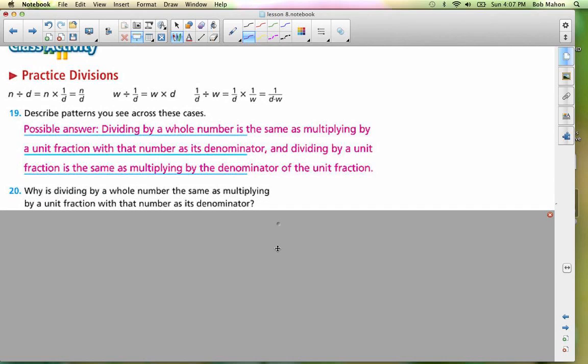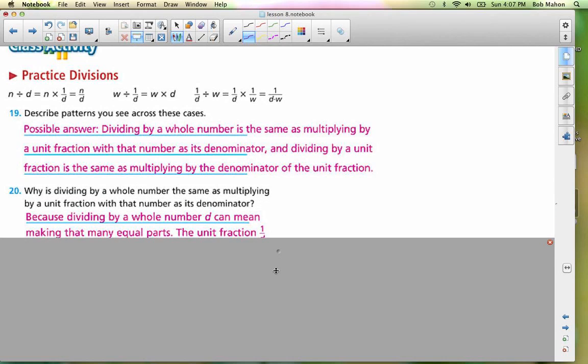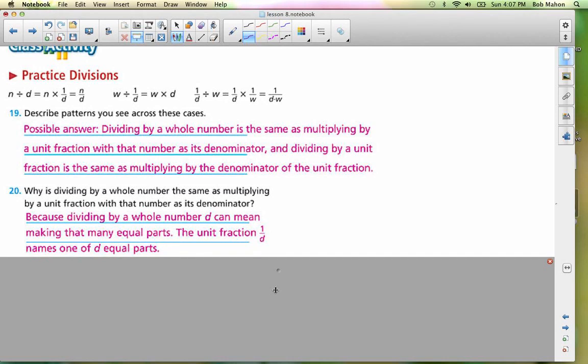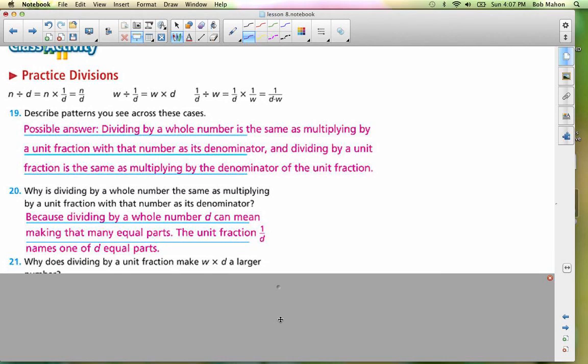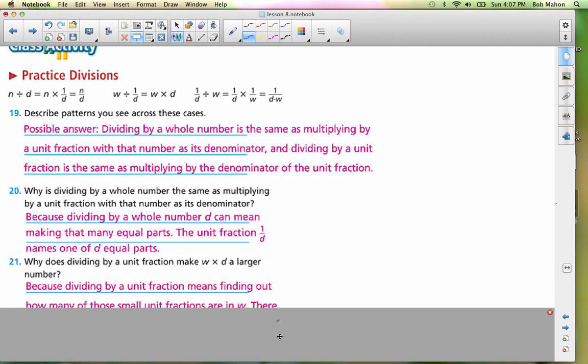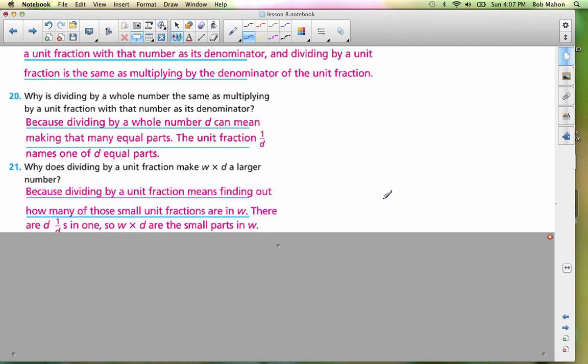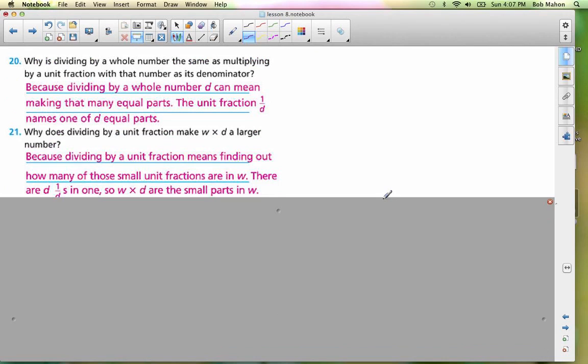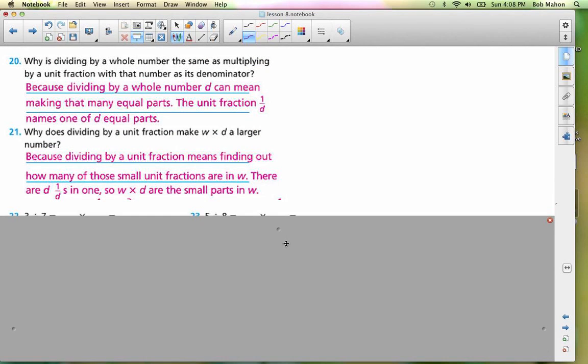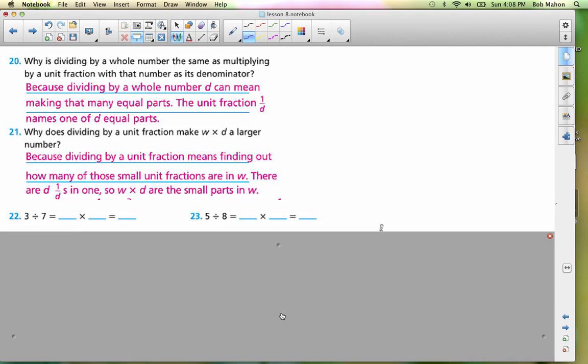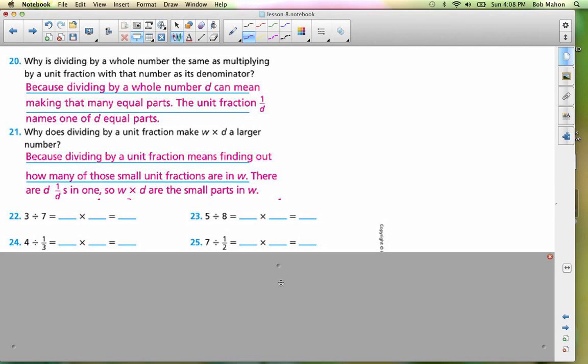Why is dividing a whole number the same as multiplying by a unit fraction? Because the whole number can be making equal parts. Okay, so it names one of the equal parts. Why does dividing the unit fraction make the whole number times the denominator a larger number? Because you're finding out how many of those smaller fractions are in that whole number. So how many parts are there in a whole? Okay, let's apply this information some.